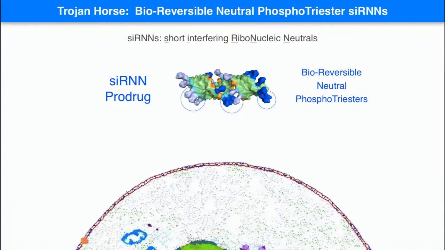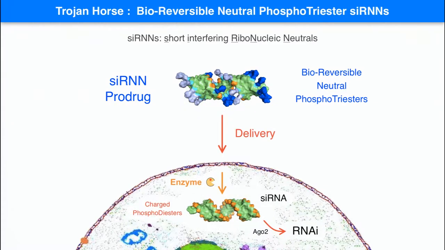The idea is that these blue and silver groups here are protecting groups, and the molecule is synthesized where the phosphate now is neutral. It doesn't have a negative charge. So we added a little bit more weight, and this is essentially a Trojan horse. We would call it a prodrug in pharmacology. It is completely inactive, but it's also not recognized by RNases and all these defense mechanisms.